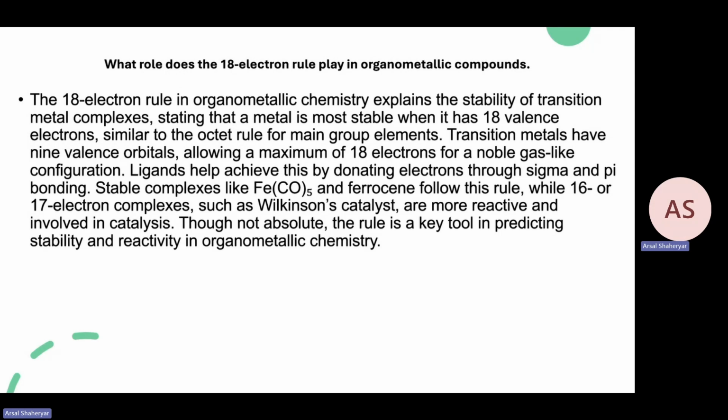Stable complexes like Fe(CO)5 and ferrocene follow this rule, while 16 or 17 electron complexes such as Wilkinson's catalyst are more reactive and involved in catalysis. Though not absolute, the rule is a key tool in predicting stability and reactivity in organometallic chemistry.